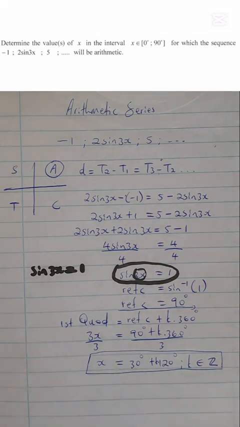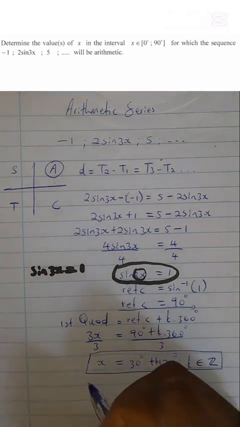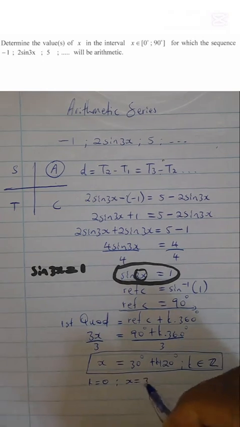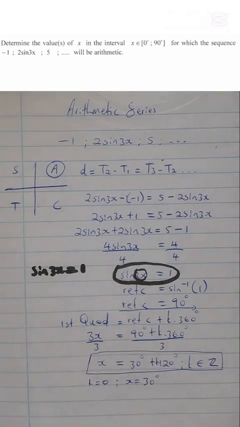So if k is equal to 0, then x is going to be equal to 30 degrees. But if k is less than 0, meaning -1 or -2 or whatever, as long as k is less than 0, whatever value that we're going to get is not going to be in the first quadrant. So that means that x is equal to 30 degrees is the only solution that we have.